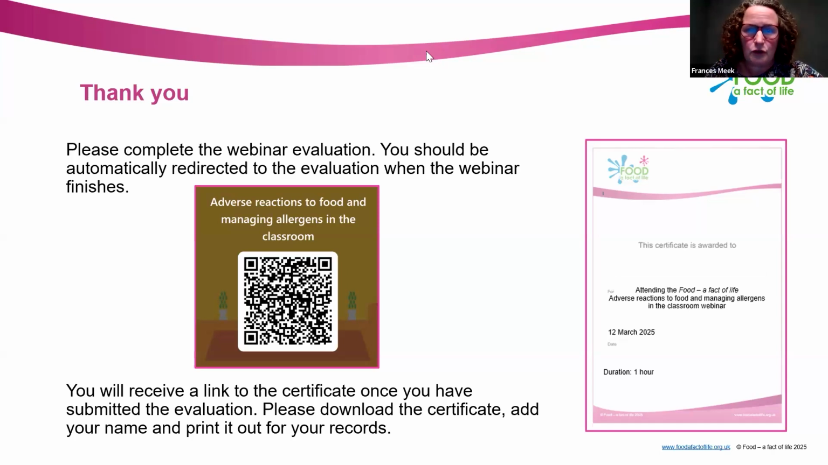So let's have a look. Is there a possibility I could get hold of an allergen chart for my classroom? You will find the allergen chart that I mentioned on the Food Standards Agency website, and there is a link to that actually on the slide. So hopefully you'll be able to find that.